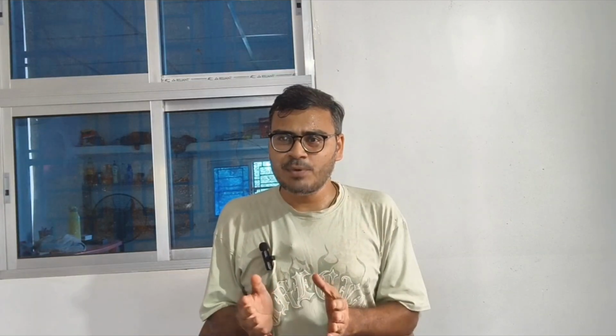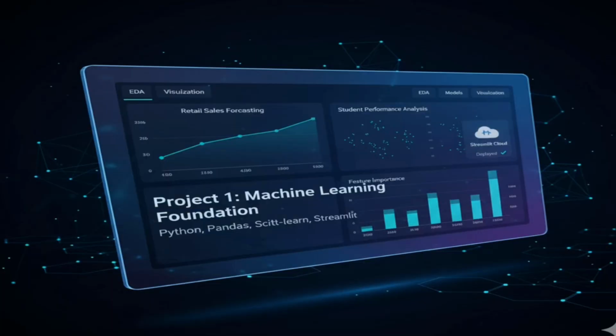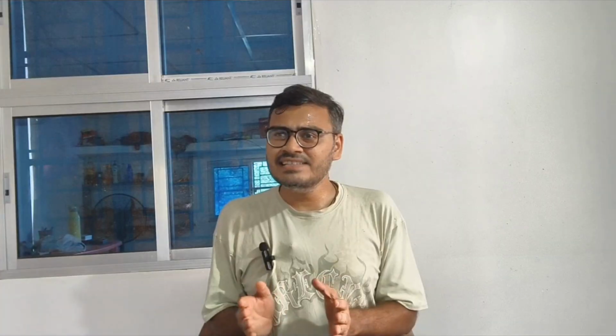So, if I talk about the first project you can build, it is the predictive analytics dashboard, which includes regression plus data analysis plus visualization. We can start like this: take a real world data set like retail sales or student performance, do proper data cleaning, feature engineering, and build multiple ML models like linear regression, XGBoost, then visualize the results interactively. The tech stack for this project could be Python, Pandas, Scikit-learn, and Matplotlib or Seaborn.